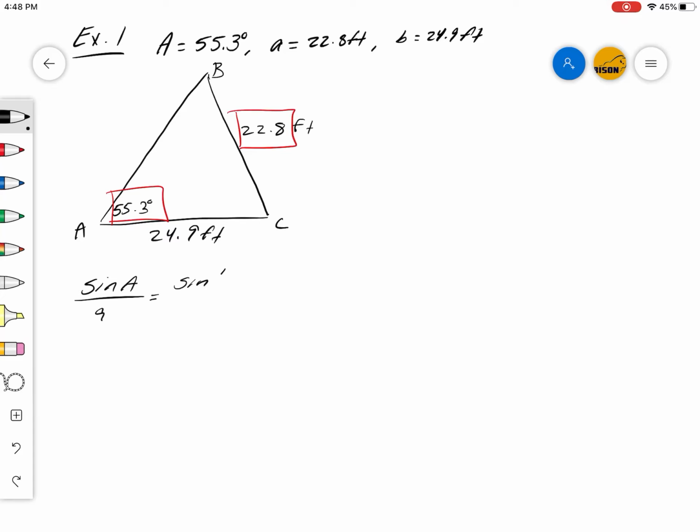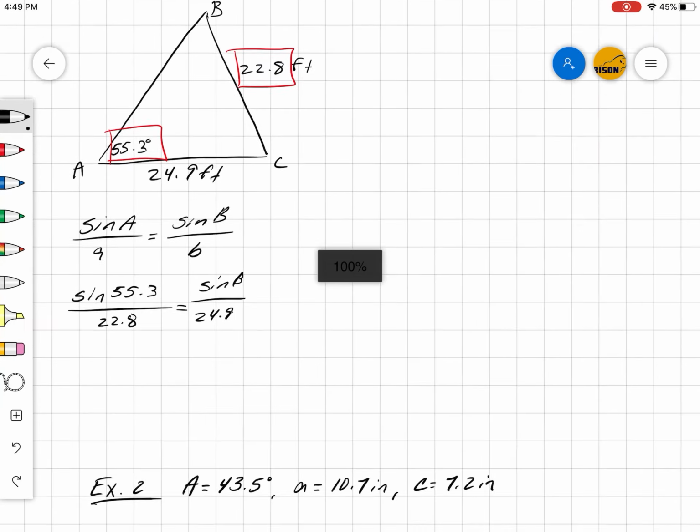So again, I'm using A as the control. I'm going to go ahead and solve for B, because that's the side length that I'm associated with. 22, nope, that's A. I'm trying to put b here. And again, I'm going to fill in the information just like we did yesterday and the last few days. Sine of 55.3 over 22.8 is equal to sine of B over 24.9.